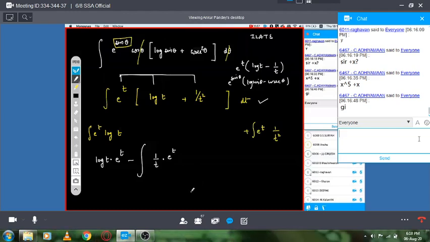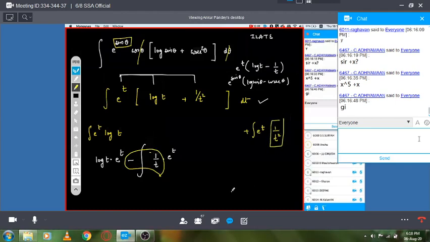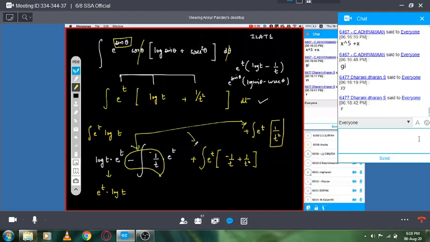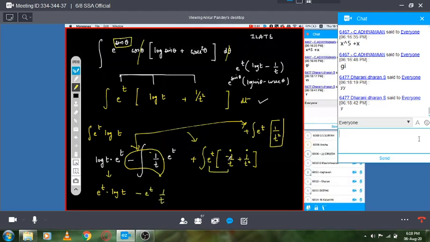As soon as I looked at it, it clicked in my mind that differentiation of this is given here. So I have one function as it is, e to the power t into log t. Now I have one question in front of me: integration of e to the power t (minus 1 by t plus 1 by t square). Now the answer for this is f of x, this is f dash x, so f of x, that is e to the power t into minus 1 by t. Got it?